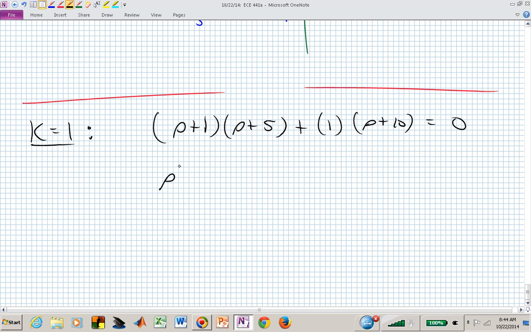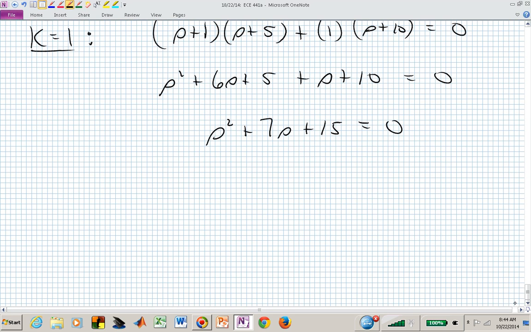And this hasn't changed. This is S squared plus 6S plus 5, but now we have plus S plus 10 equaling 0. Or now we have S squared plus 7S plus 15 is equal to 0. Now, do we have any algebra aces? Let's just plug it into the quadratic formula and see what we get. And we actually get complex roots.